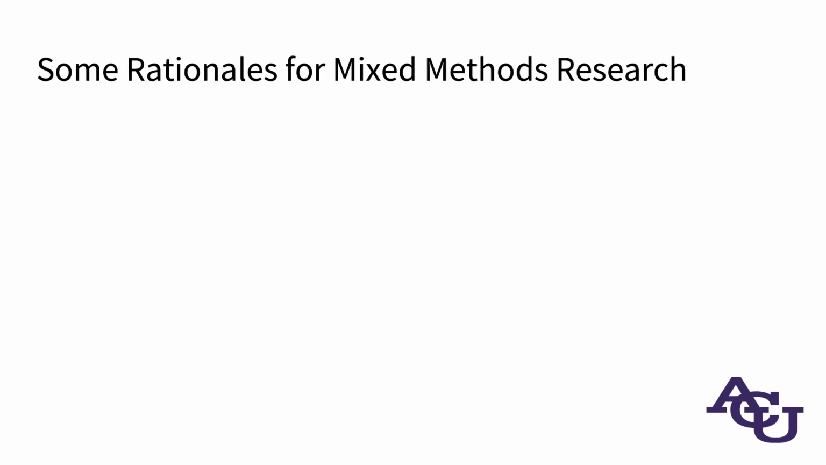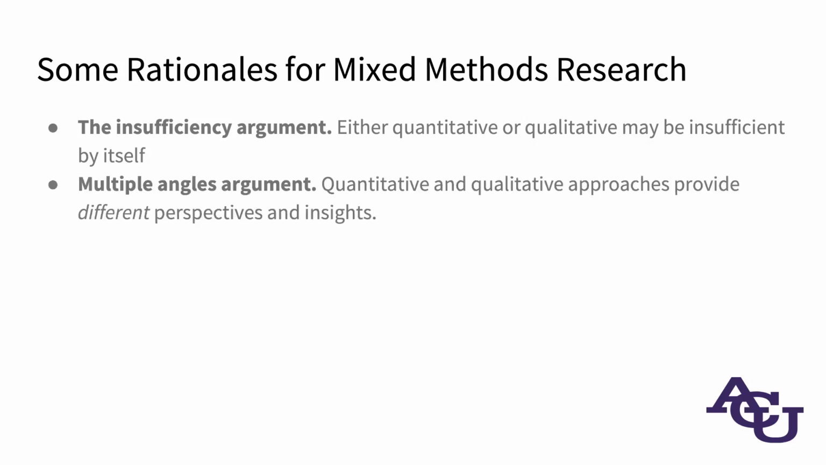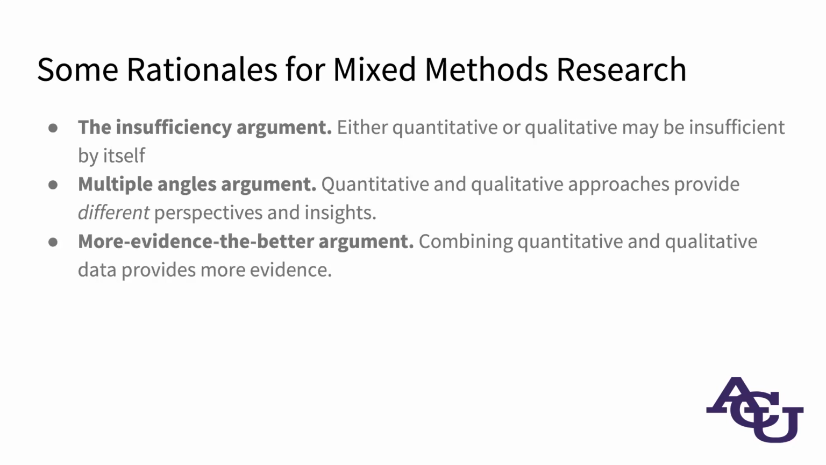All right, some rationales, and this is related to what we're talking about, but a different way of looking at it. Some rationales for selecting mixed methods research. You can give the insufficiency argument, where you're saying, well, just using one of them by itself is not going to be enough. And you might also use the multiple angles argument, saying, hey, if we use them both, we're going to find different things. Or more evidence, the better, saying, okay, well, we want to look at the maximum pool of evidence, and we don't know what will be important, but let's go and collect as much as we can of different types, and then we'll work it out later.